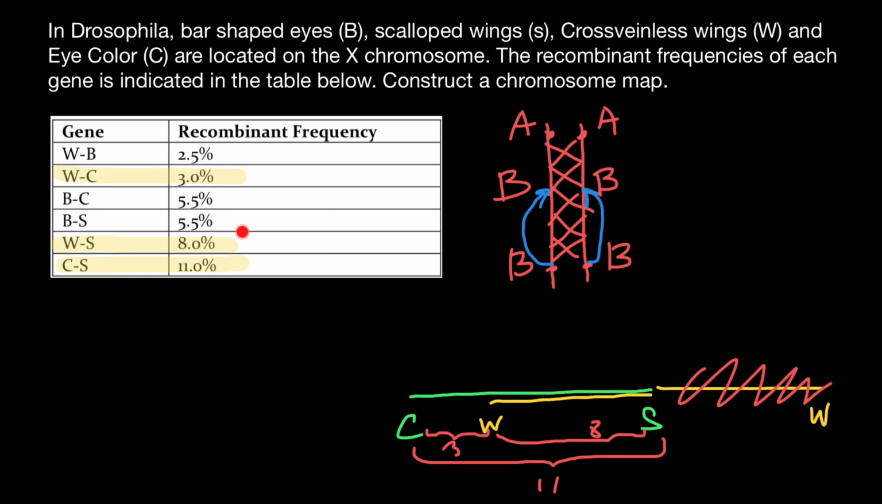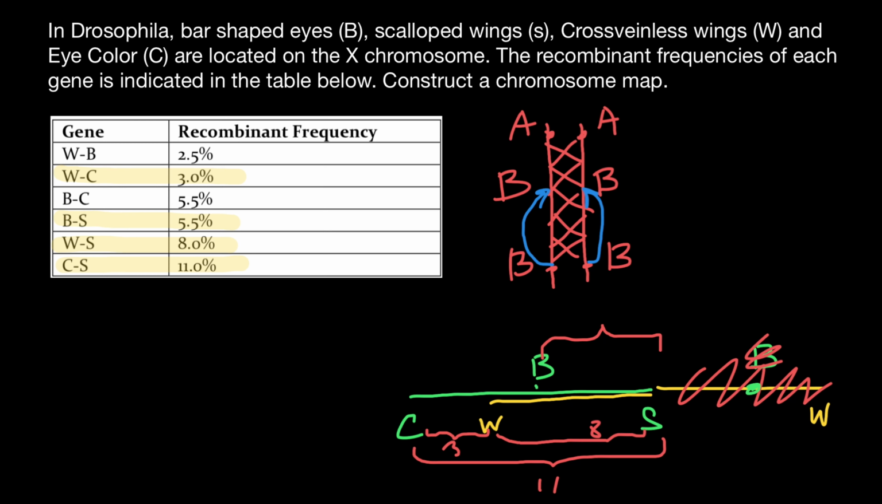Next fragment by size is going to be BS, 5.5% recombination frequency or map units. Again, we can position gene B either somewhere here or somewhere here. Which variant to choose? Again, let's find the distance between gene B and W. Do we have such a distance? Yes, it is B and W, 2.5%. So this variant we cannot use, so we cross it out, and this is going to be the correct position on our map.